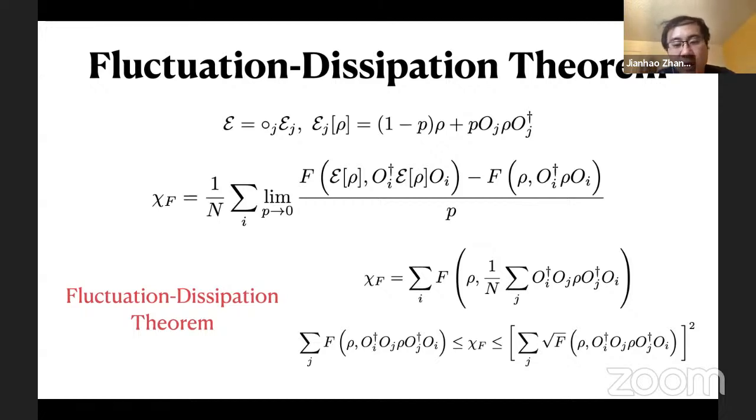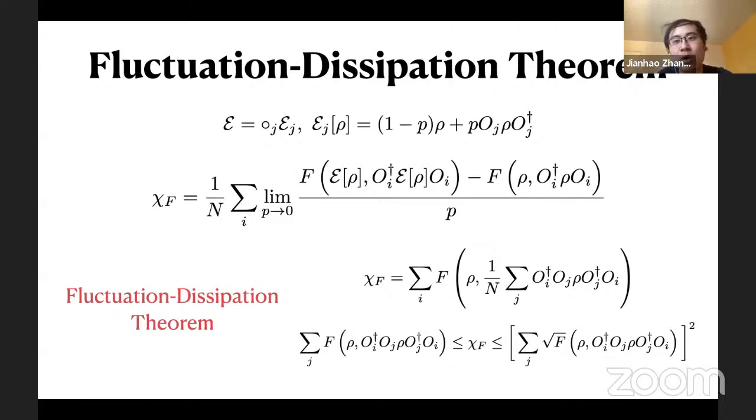You can see that the lower bound is the sum of the fidelity correlator over the whole system size, and the upper bound is actually the square of the sum of the square root of the fidelity over the whole system size. The square root of the fidelity is pretty simple: we just take a global square root of the fidelity quantity. It's not a square root inside; it's a square root outside.